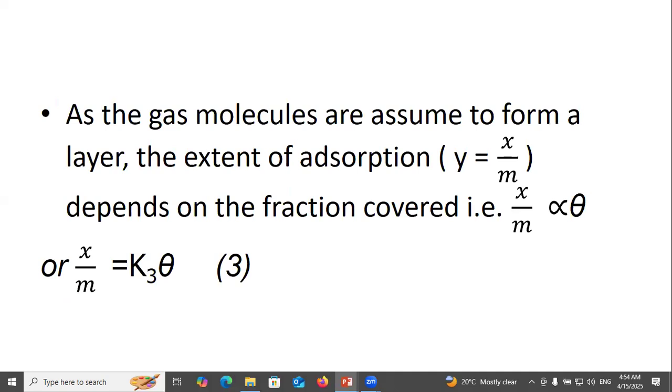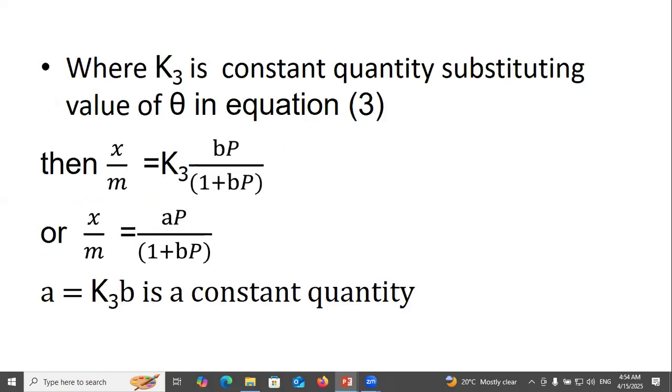As the gas molecules are assumed to form a layer, the extent of adsorption Y equal to X over M depends on the fraction covered, that is, X over M proportional to theta, X over M equal to K3 theta, equation 3, where K3 is a constant. Substituting the value of theta in equation 3, X over M equal to K3 BP over 1 plus BP, X over M equal to AP over 1 plus BP, so A equal to K3B is a constant quantity.